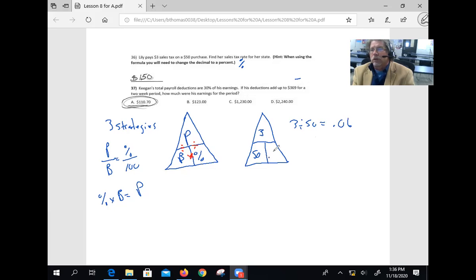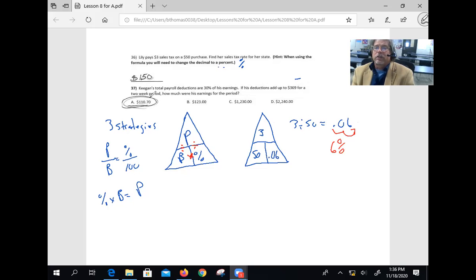And remember the hint says you'll need to change the decimal to a percent. So I still got to move the decimal 2 places to the right to make it a percent. So it's going to be then 6%. So that would be the answer to number 36. It's just a 6% tax rate.